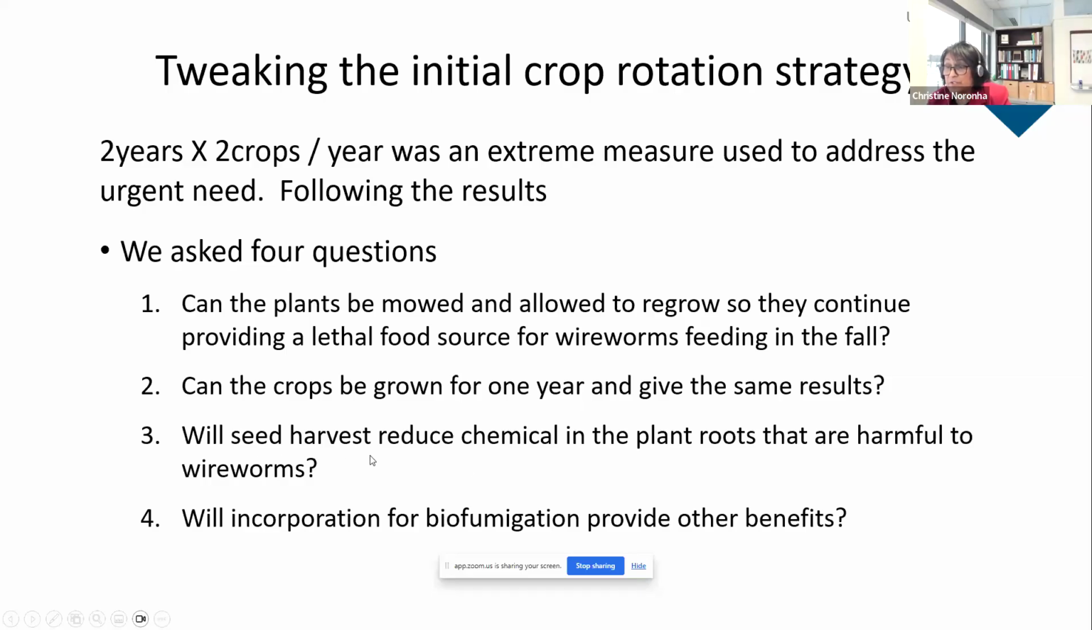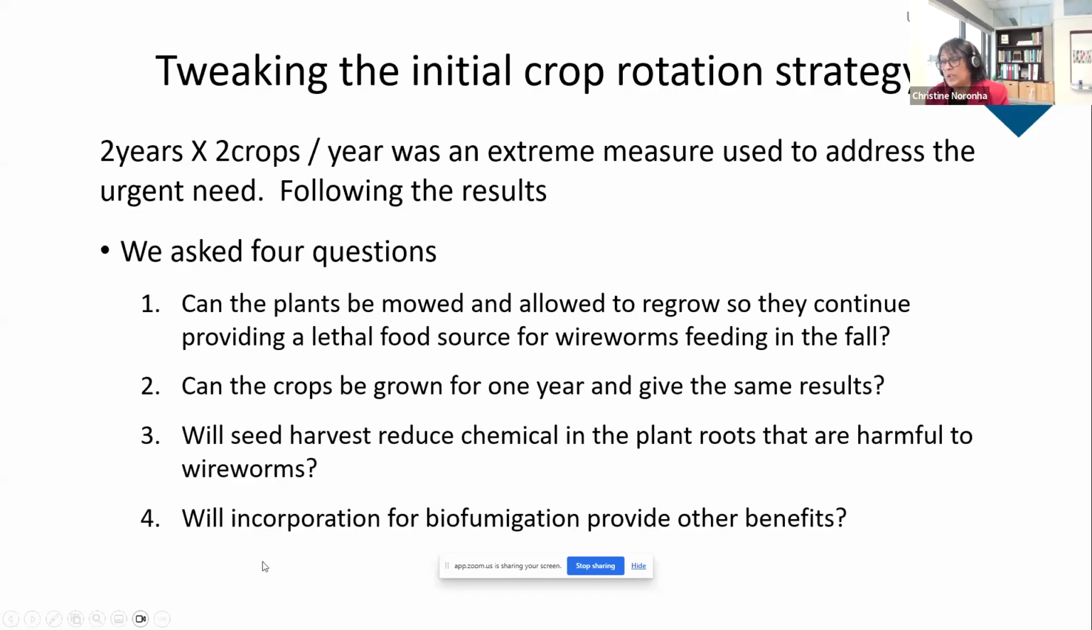Can we harvest it for seed? Because for both brown mustard and buckwheat, there's a market. Brown mustard is grown to make Dijon mustard, and buckwheat is grown for flour, and it's gluten free. It has a lot of benefits. So there are markets for these crops.